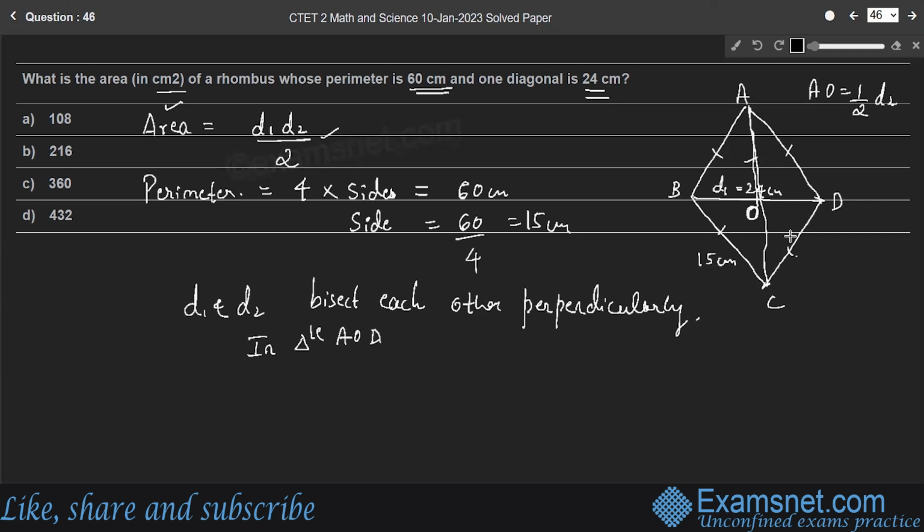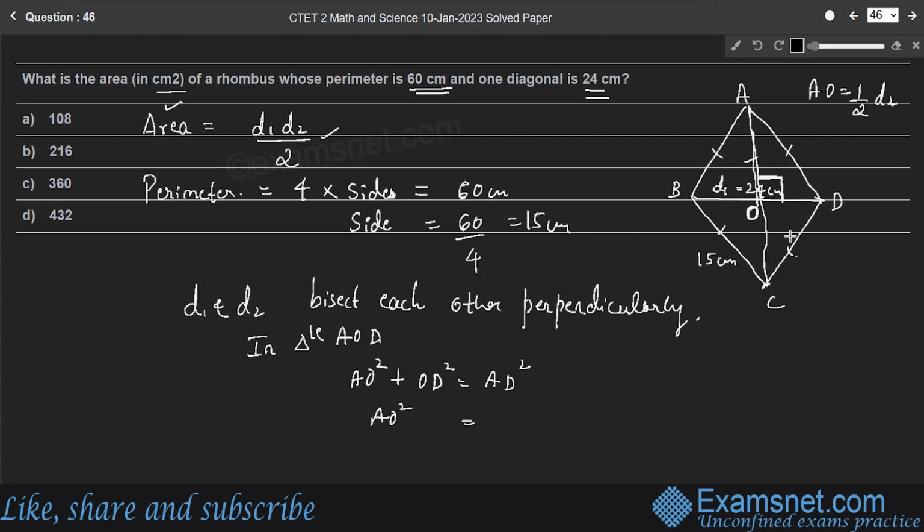In triangle AOD, AO square, since AOD is a right angle triangle. Why is it a right angle triangle? The diagonals bisect each other perpendicularly. Therefore, it forms a right angle triangle, right? So there are 4 right angle triangles. We'll consider any one here, right? So AO square plus OD square is equal to AD square. So we need to find AO square, which is AD square minus OD square.